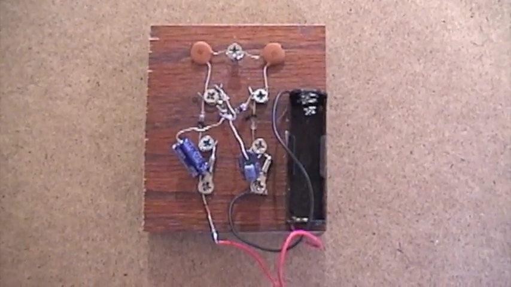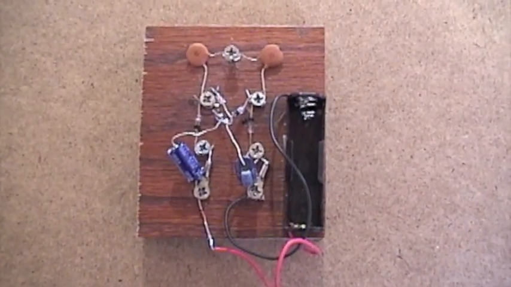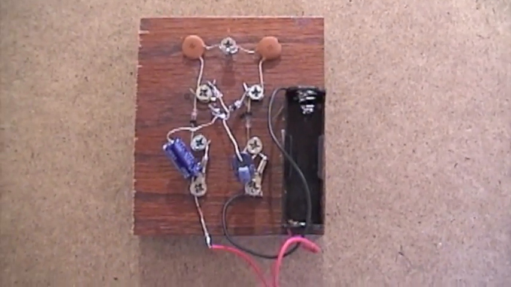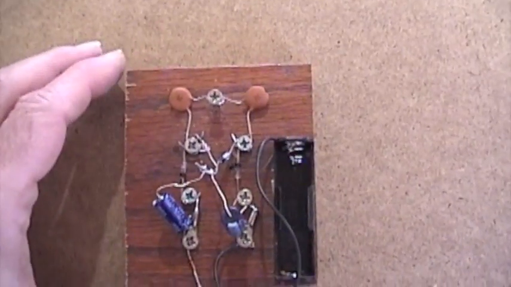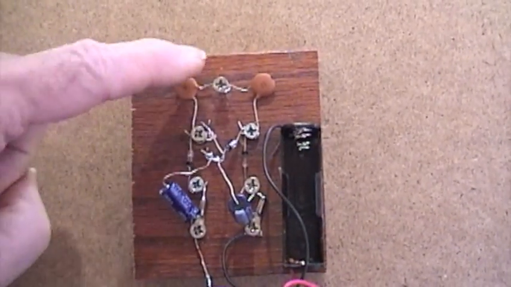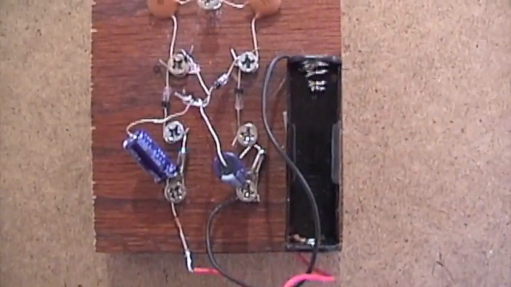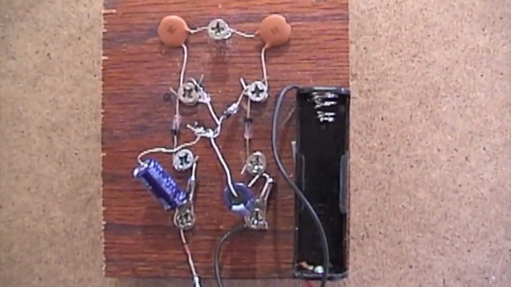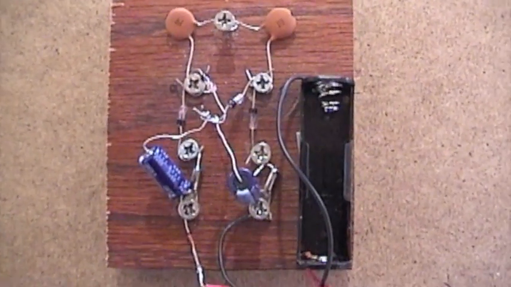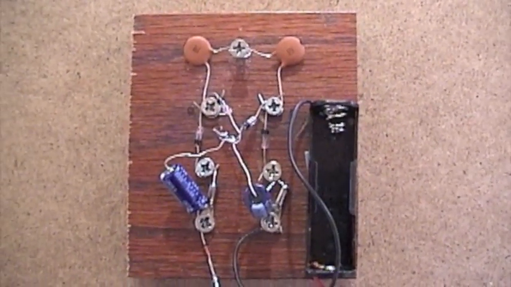This is my little radio frequency signal diode rectifier. It can pull energy out of the air and the ground. I mounted it on a little scrap board, just screwed it on. So what we've got are two ceramic capacitors, four germanium diodes, and then two electrolytic capacitors. I'm using this just to show what kind of power you can get from an antenna and the ground.